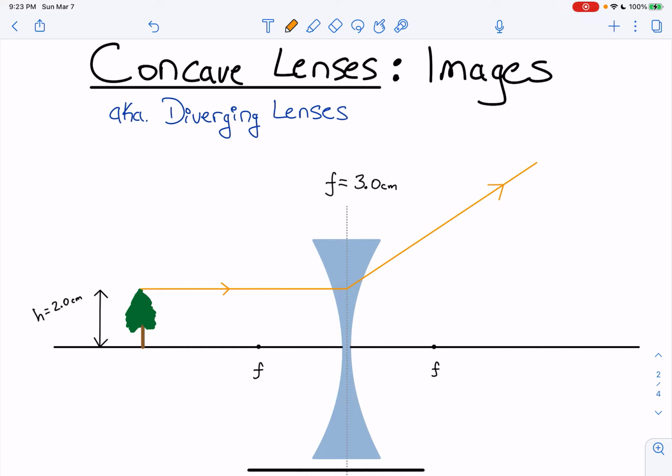Next, let's consider a ray that goes straight through the center, because we know that a ray going straight through the center of the lens will not change its trajectory, making it a very easy ray tracing example.